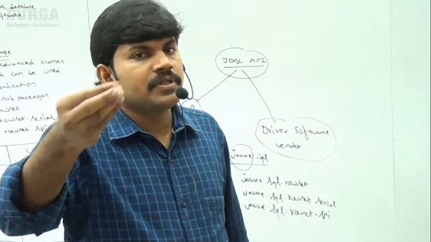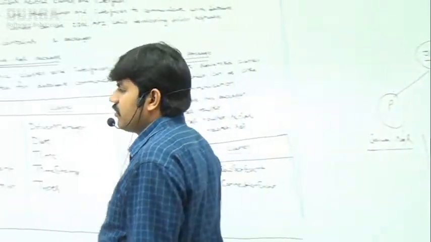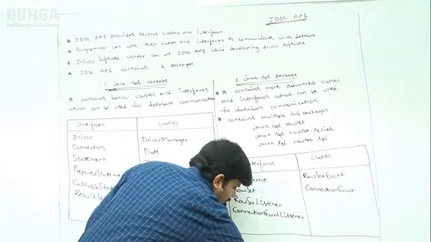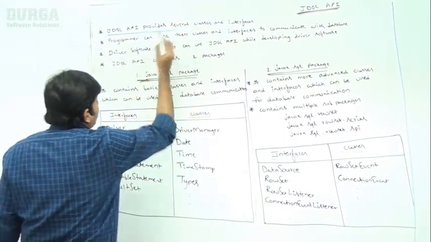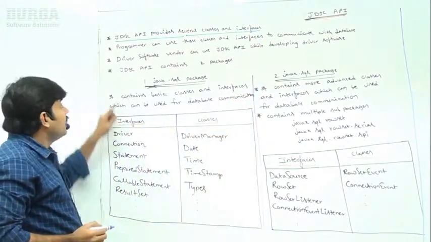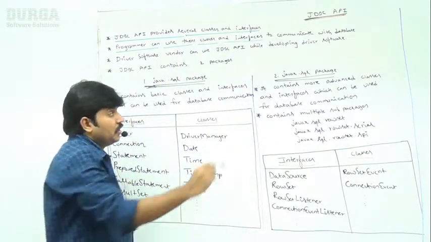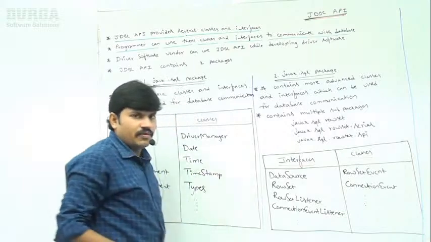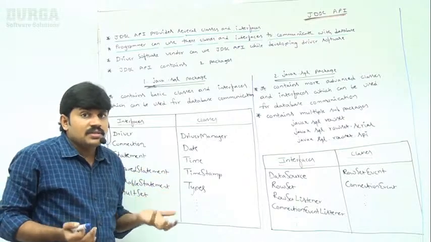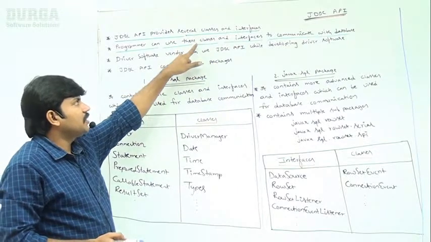This is the brief information about the JDBC API. Let me summarize. Have a look at this. The JDBC API provides several classes and interfaces. Next, a programmer can use these classes and interfaces to communicate with the database. If I want to communicate with the database as a programmer, then which classes and interfaces are required? Those classes and interfaces are available inside the JDBC API.